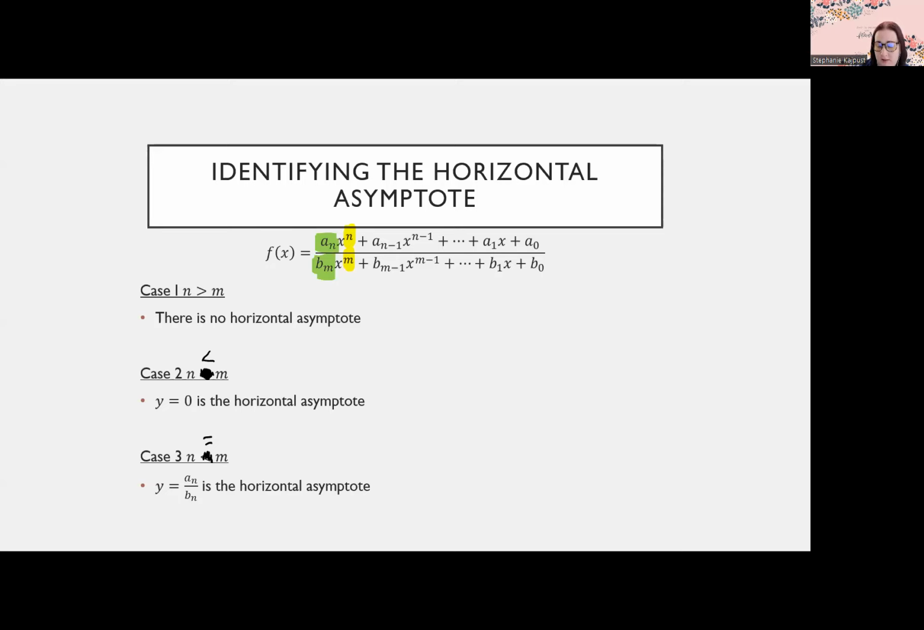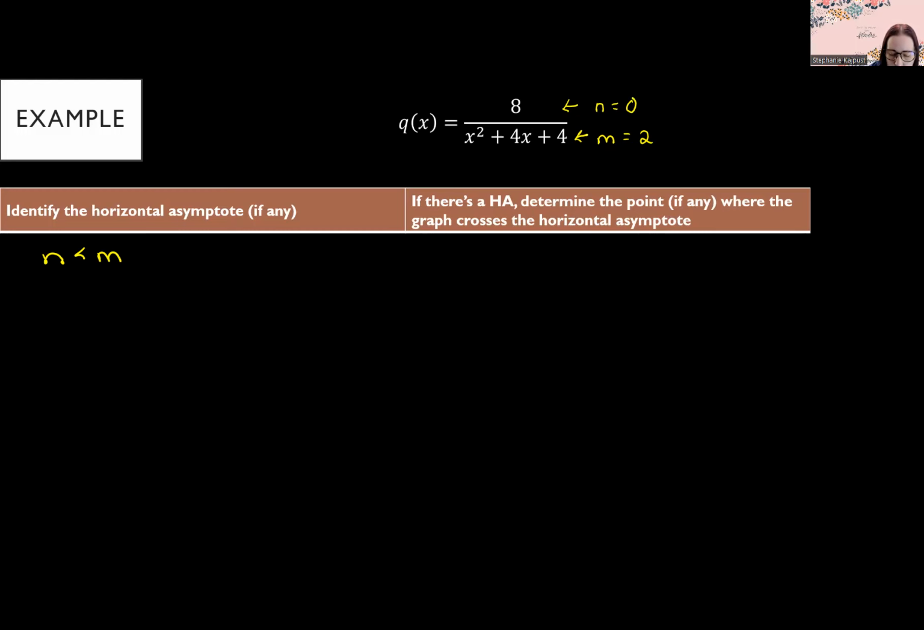When n is less than m, your horizontal asymptote is y equals 0. So I always abbreviate horizontal asymptote as HA, so it's y equals 0. So nice and simple. You just have to determine what n and m are, and then you look at the chart. So really nice.